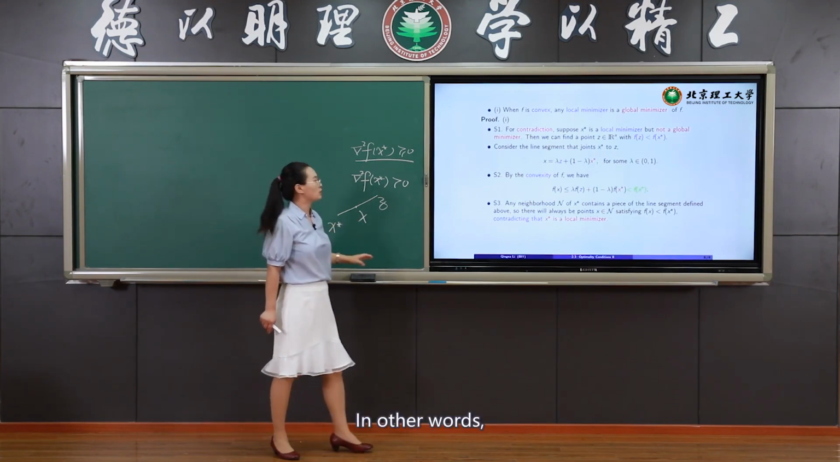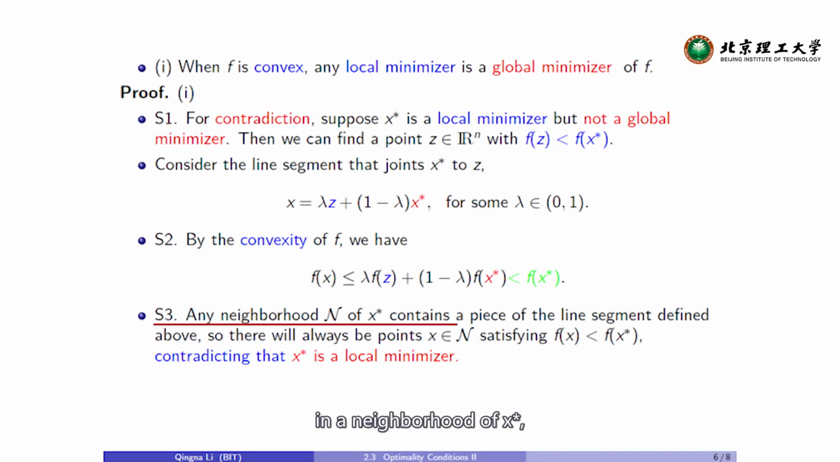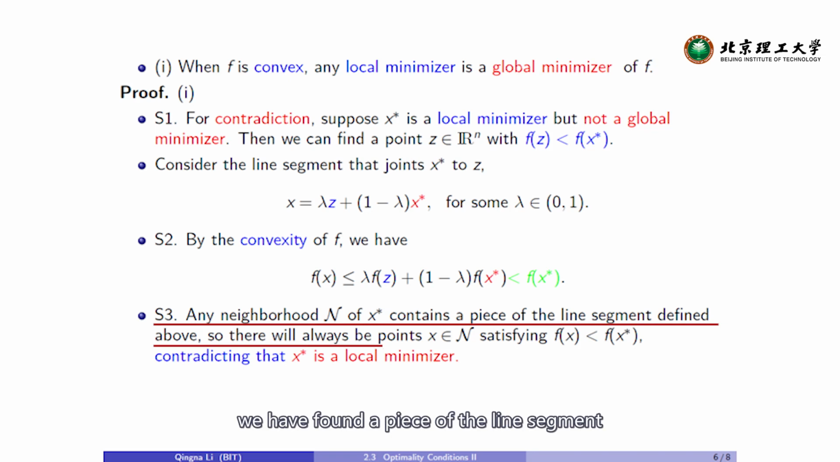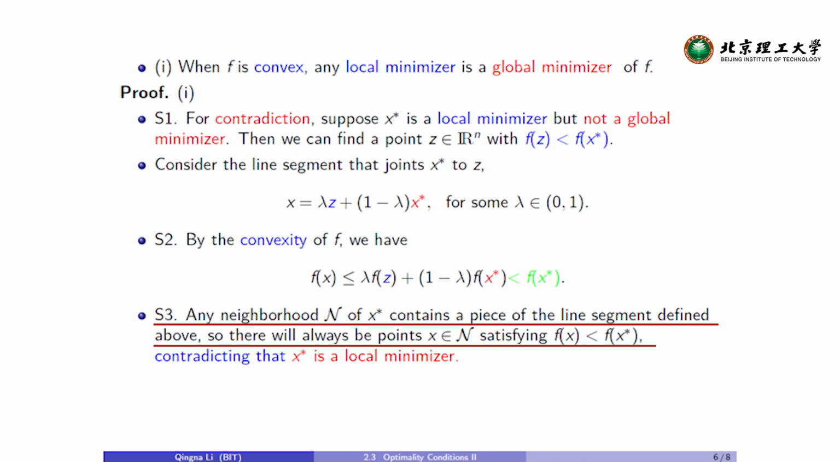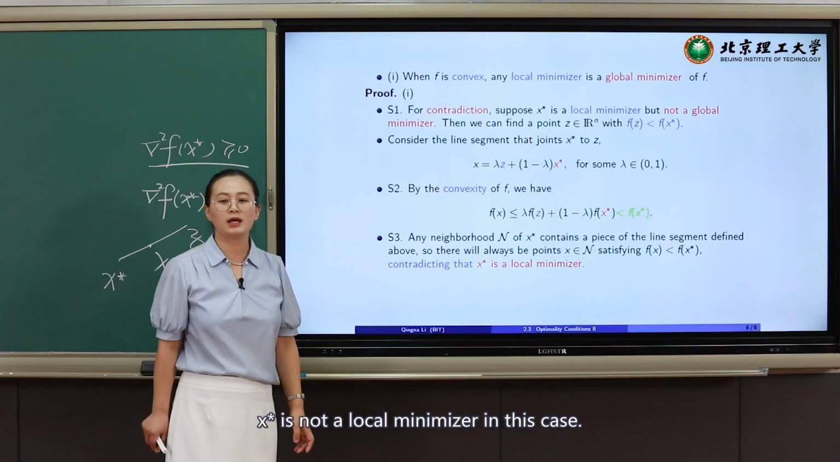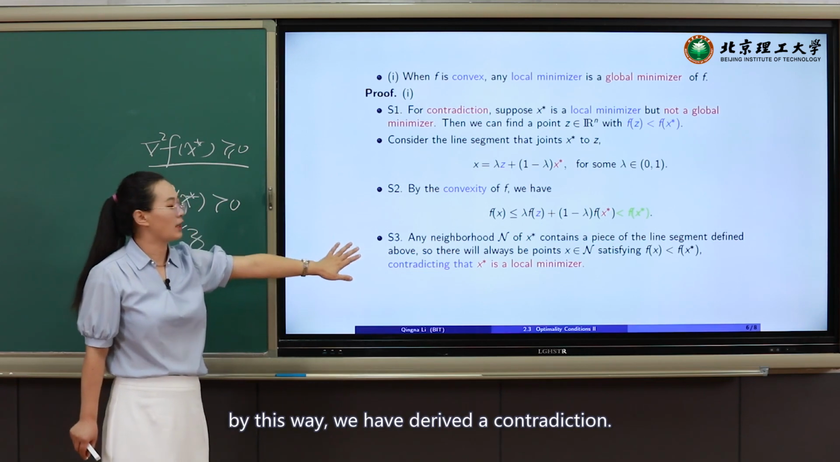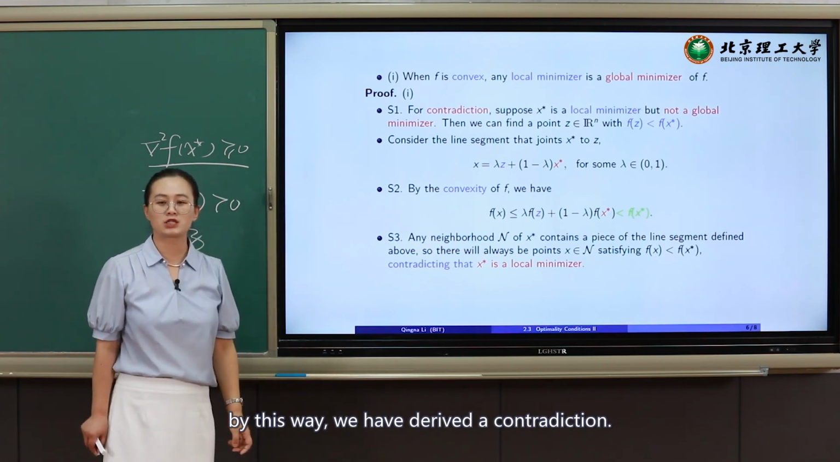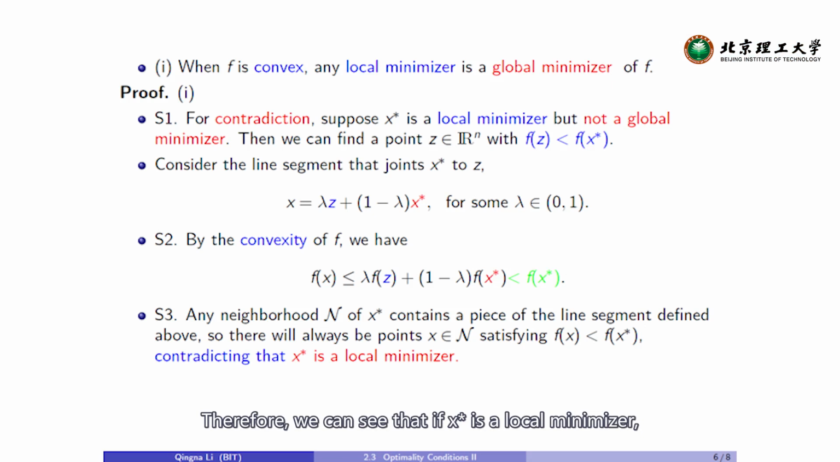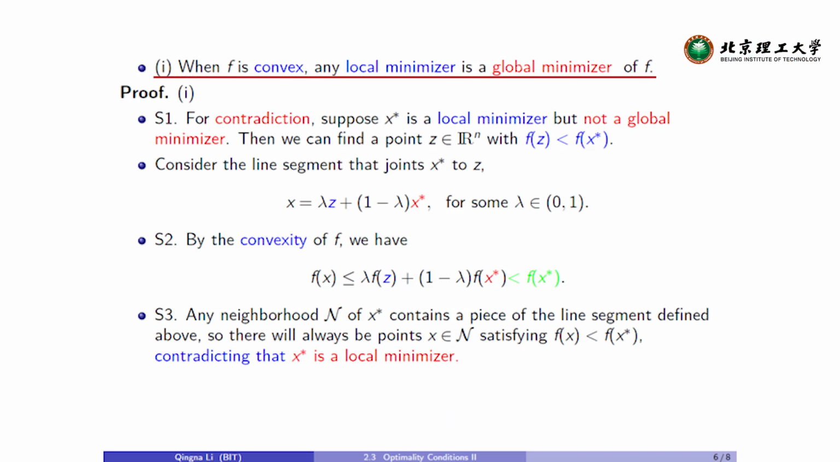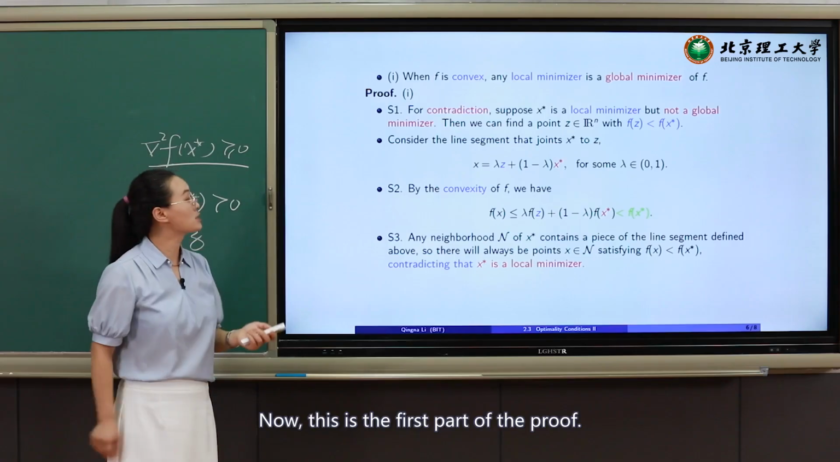In other words, in a neighborhood of x star, we have found a piece of the line segment whose function values are strictly smaller than f of x star. So x star is not a local minimizer in this case. Therefore, we have derived a contradiction. So if x star is a local minimizer, then it must be a global minimizer. This is the first part of the proof.